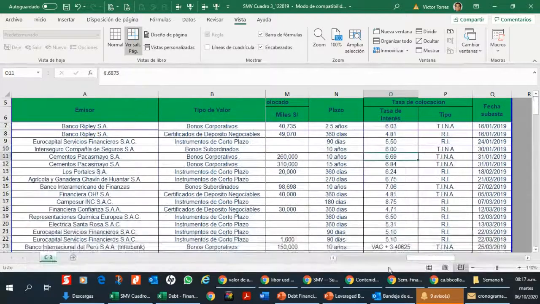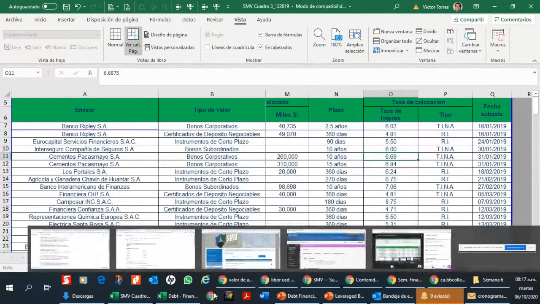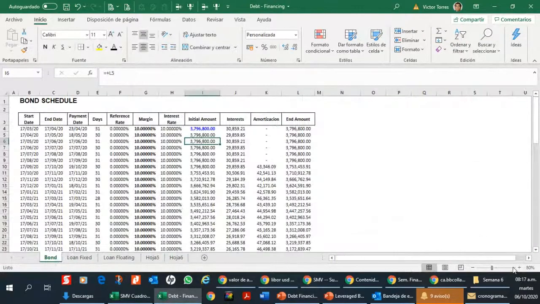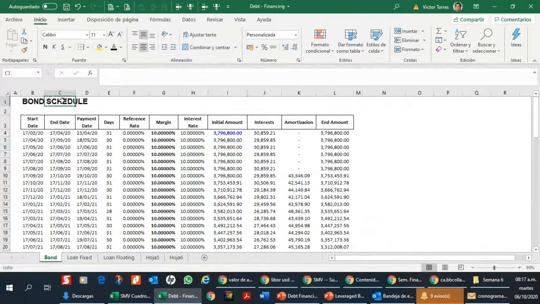Okay, so let me switch back to the other file that we have on hand, right? And I have put a bond schedule over here, and let me mix it up. Here it is. Okay. I put here a bond schedule, right, along with a fixed rate and along with a floating rate. And we're going to touch base on each one of these elements as a whole.